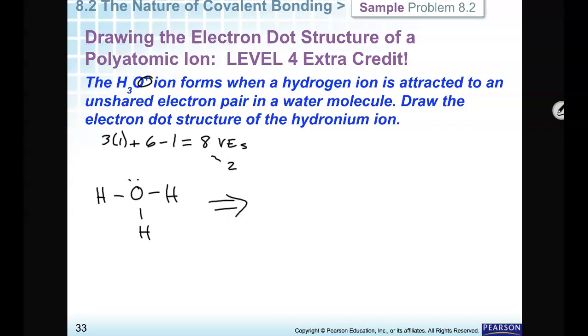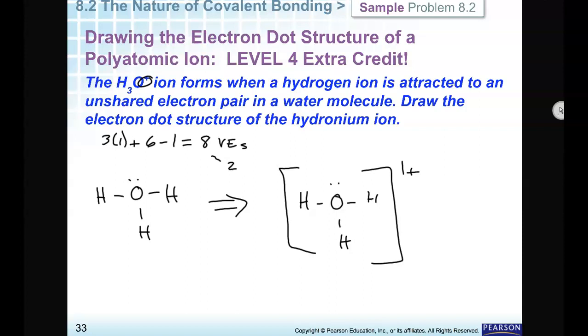So let's rewrite it in the final format. You have hydrogen, oxygen, hydrogen, and then you have hydrogen. Oh, what did I just do there? You will put this in a bracket. And then to show that you lost an electron because it's a polyatomic ion, you will put that charge outside of the bracket. If you were to do this structure over here on the left, without the brackets, you would not get the extra credit. So really important that you don't forget the brackets.